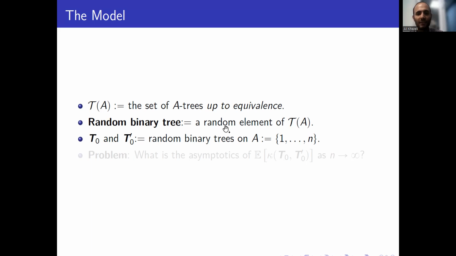Now pick two trees, T0 and T prime 0, randomly and uniformly, and also independently from each other. The question is, what can we say about this kappa, or the expected value of kappa? Because this kappa is now random, because the trees are random. So the expected value of kappa is now a number, which is a function of n. So the question is, how does it grow as n goes to infinity?